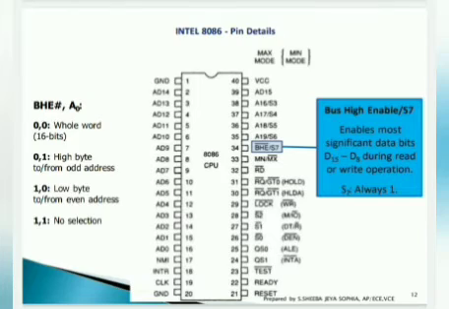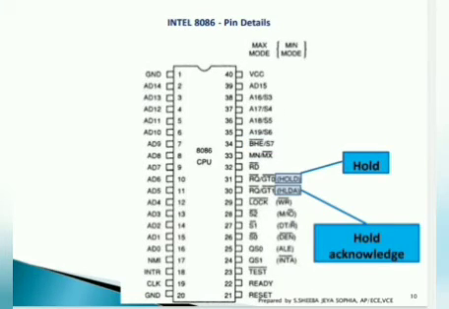The TEST pin is for testing the microprocessor, and READY indicates the processor is ready for communication. And the last one is the reset pin. If you have completed all the operations, you can reset the processor to its original state again for new processing.